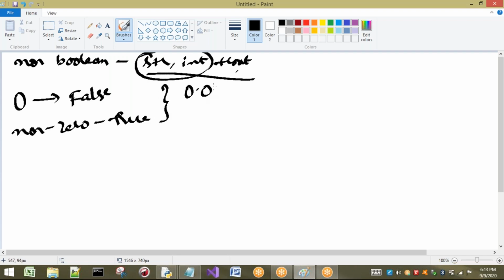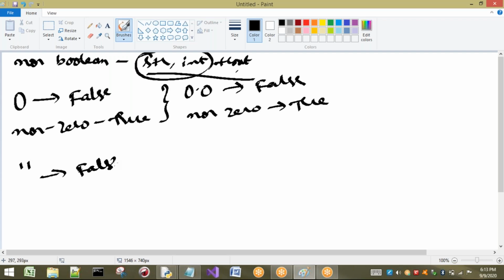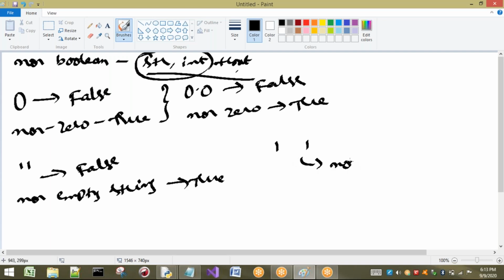In floating point, if 0.0, the answer is false. In all remaining non-zero cases, we are going to get true. This is about float. Next, if you consider a string, an empty string gives you false. Already we have seen this concept. A non-empty string gives you true. That means if I write single quotes and give some space inside, it will also be considered a non-empty string, because there is a space.